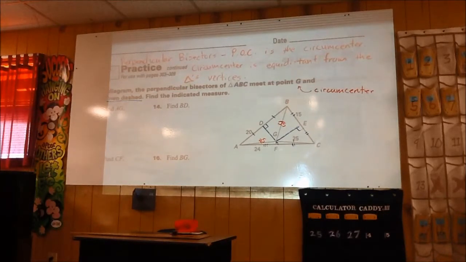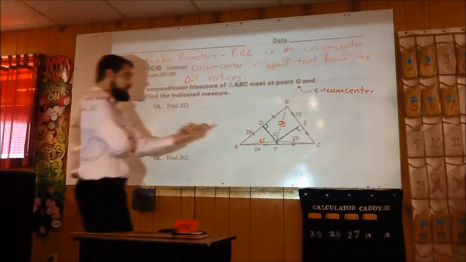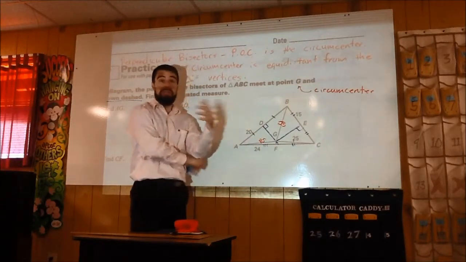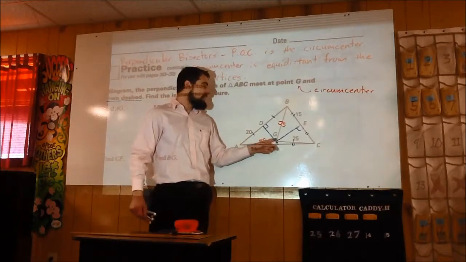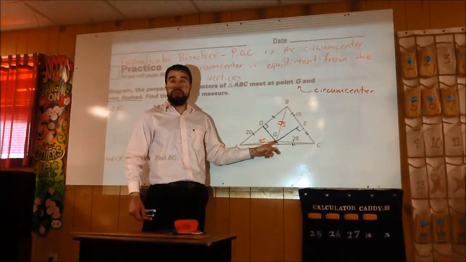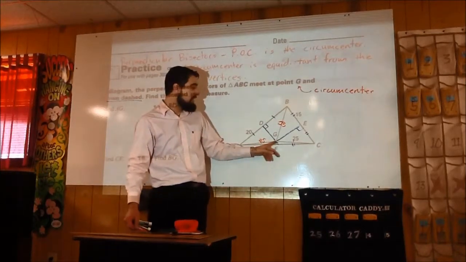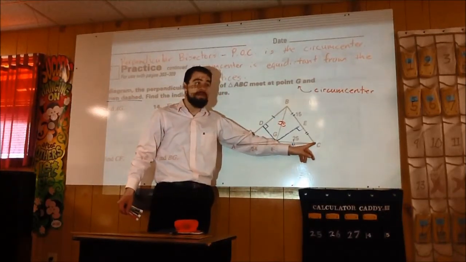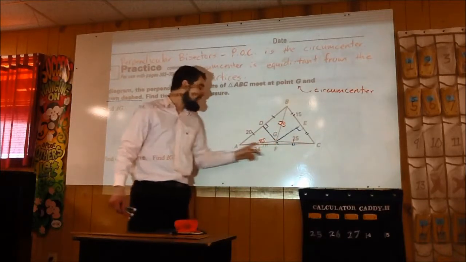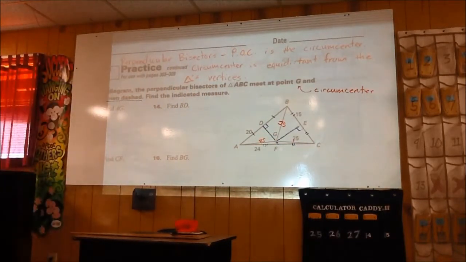Number 13, it says, find the length of segment AG. What's the length of segment AG, and how do you know? It's 25, because segment AG is representing the distance from one vertex to the circumcenter. Well, we know that the circumcenter is the same distance away from all of the vertices. So it's 25 units away from point C. That means it's 25 units away from point B and from point A.